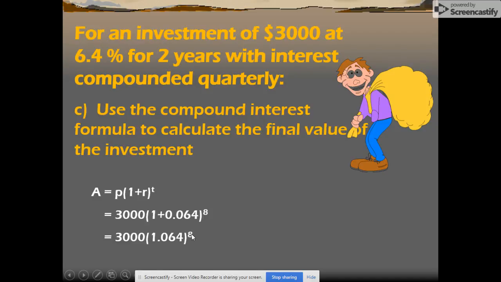We put it in our calculator, and we get $3,613 and 65 cents. So we used the compound interest formula to calculate the final value. That is the final value of the investment. Okay. So you've written this all down, and now I want you to go and give it a try.